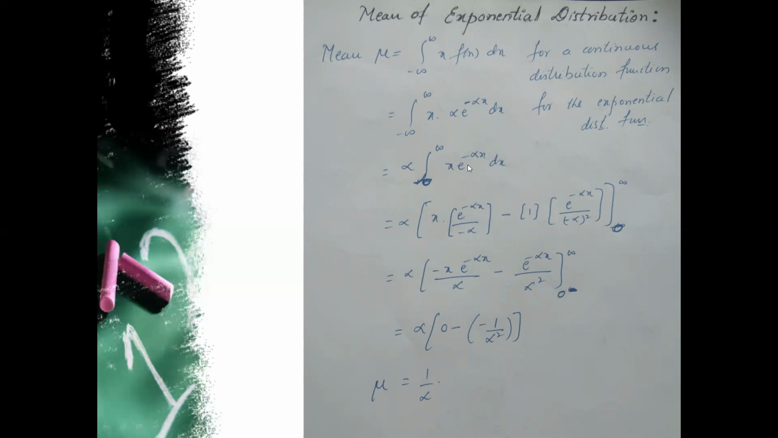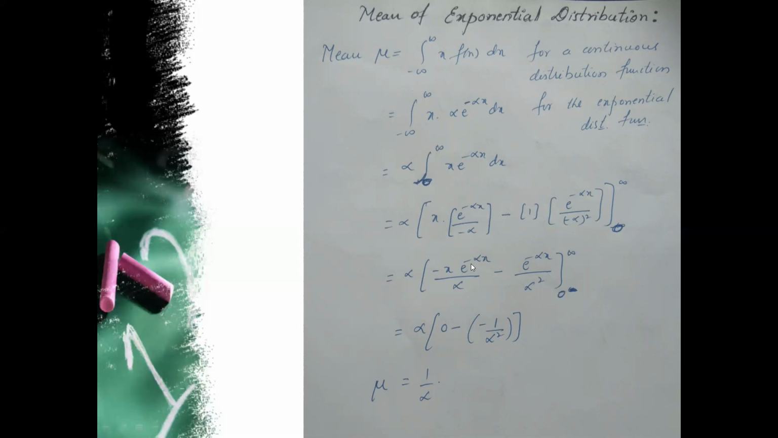X as it is, integration of e raised to minus alpha x is e raised to minus alpha x divided by minus alpha, minus derivative of x, which is 1, into integration of this integrated term again, it is e raised to minus alpha x divided by minus alpha whole square. Now the limits are from 0 to infinity here. Now we get minus x by alpha into e raised to minus alpha x, minus alpha square is plus, so it is minus e raised to minus alpha x by alpha square. Limits are from 0 to infinity.